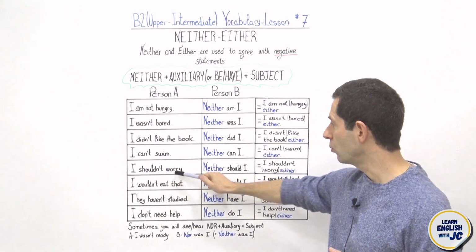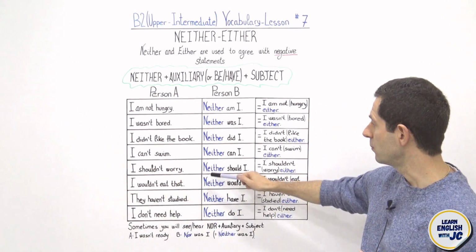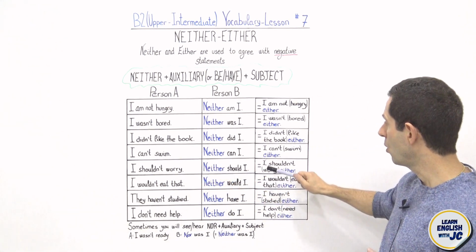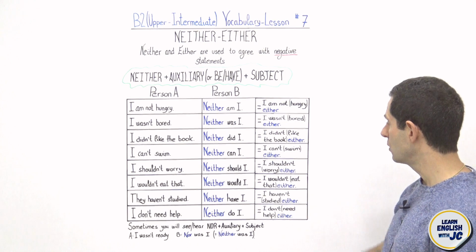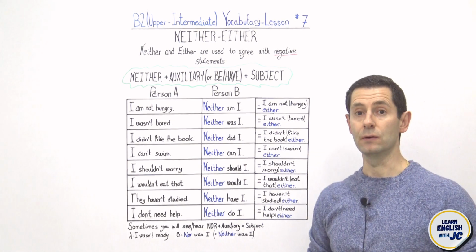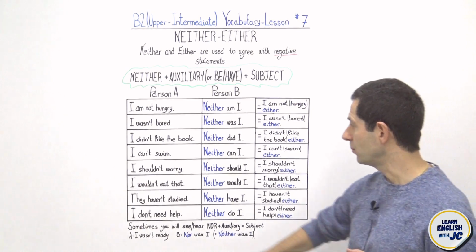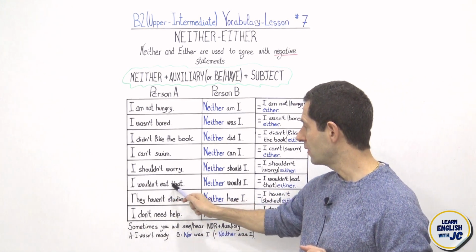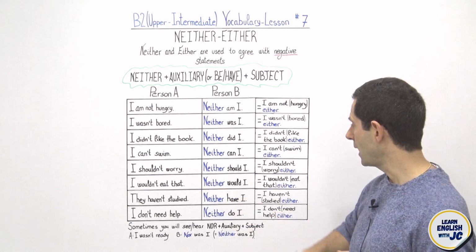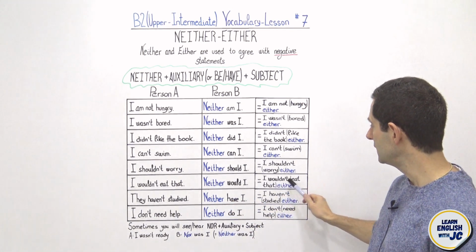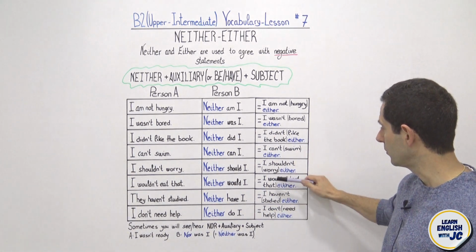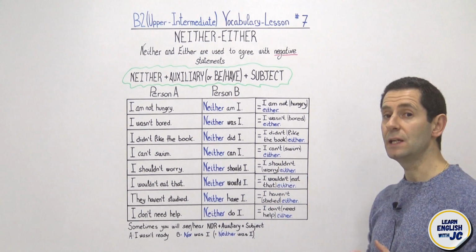Another one. I shouldn't worry. Person B can say neither should I. We're using the same structure. Neither should I. Or I shouldn't worry either, or without the worry, it becomes I shouldn't either. Very good. Another example. I wouldn't eat that. Neither would I. Or I wouldn't eat that either, or without eat and that, it becomes I wouldn't either.